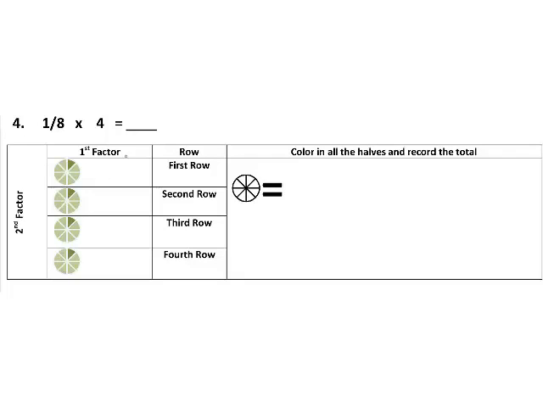One-eighth times 4. So let's look at this. Here's 1 out of 1, 2, 3, 4, 5, 6, 7, 8. So there's 1 out of 8, 1/8. And then we look at 4. There's 1, 2, 3, 4. So we're taking this and multiplying this times 4. So let's just take a look here. We got 4 of those.